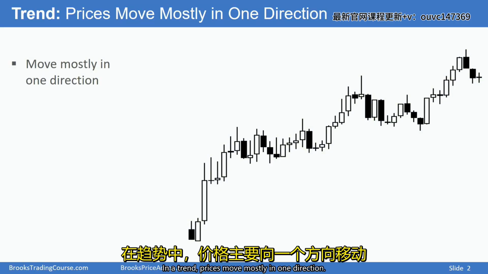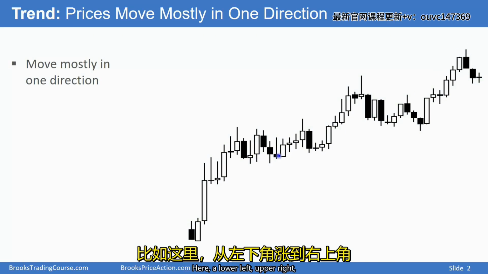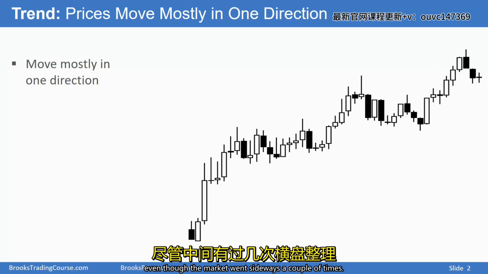In a trend, prices move mostly in one direction. So here, lower left, upper right, even though the market went sideways a couple of times.